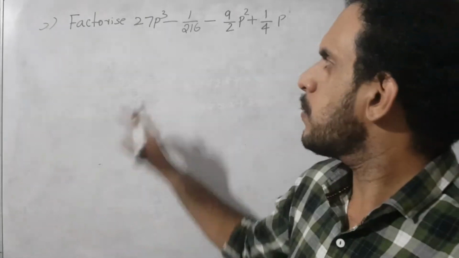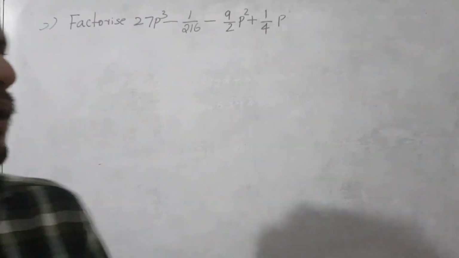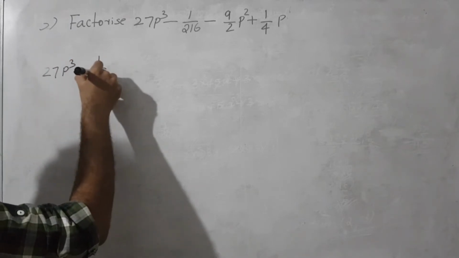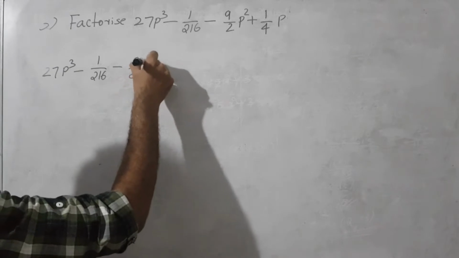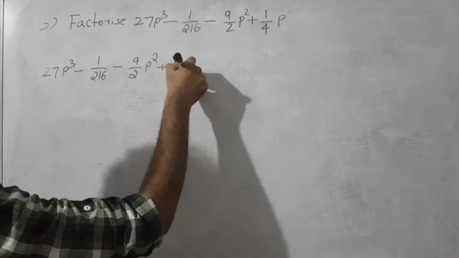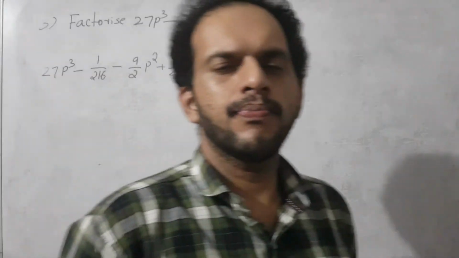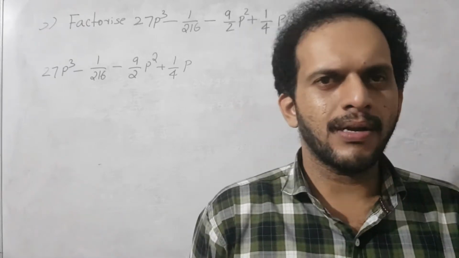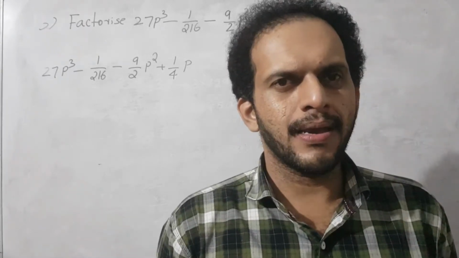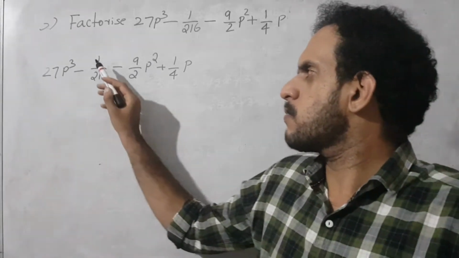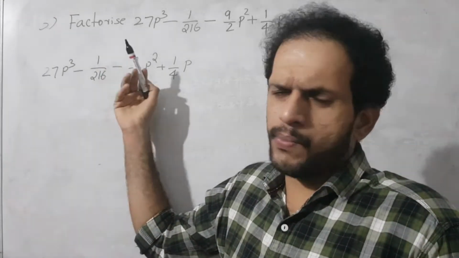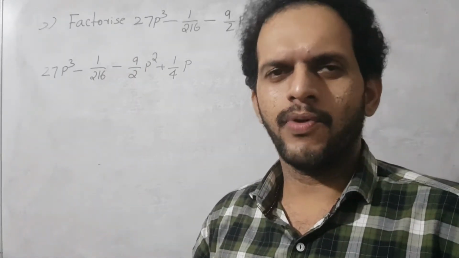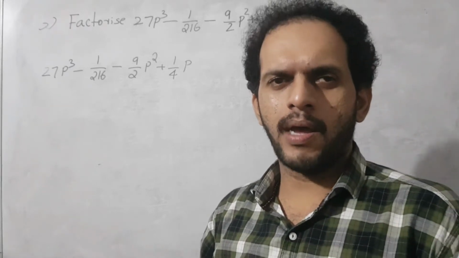Okay, so how do we start? First we write the polynomial once again: 27p cube minus 1 by 216 minus 9 by 2 p square plus 1 by 4 p. Here it is very clear the first term is in the form of a cube, but the second term is not given directly in the form of a cube, so we check whether it is possible to convert it in the form of a cube. Yes, 1 is the cube of 1. 216, which number multiplied thrice gives 216? It's very clear, that one is 6. I think you know how to find that, am I right?